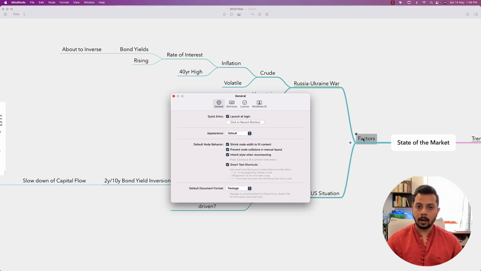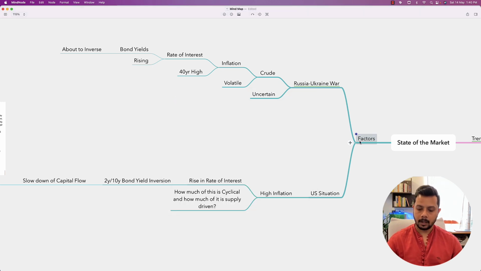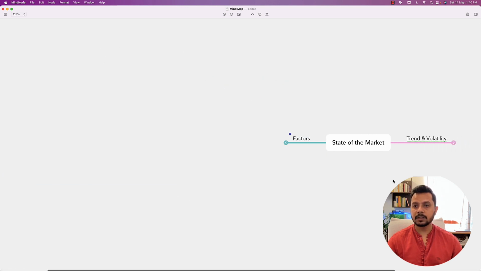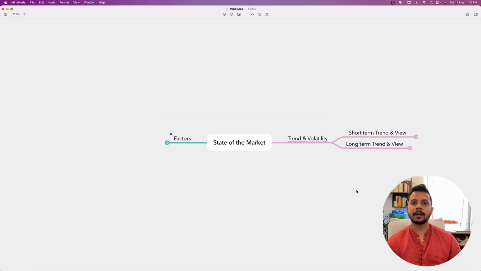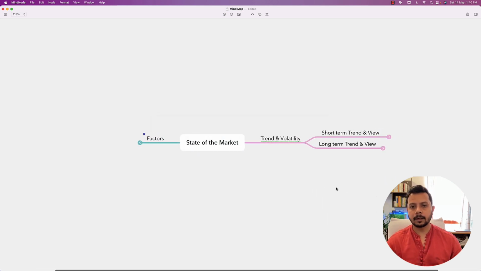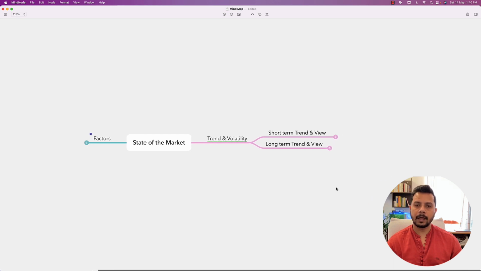Now let's talk about the state of the market. So the state of the market, where we are and what can we expect in terms of trend and volatility. We'll take a look at the market from the perspective of short-term trend and the long-term.